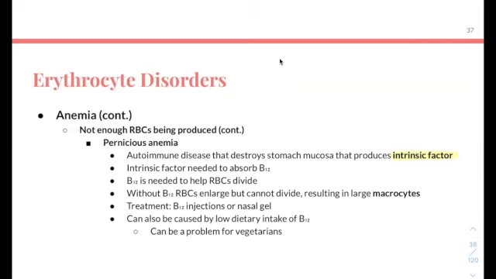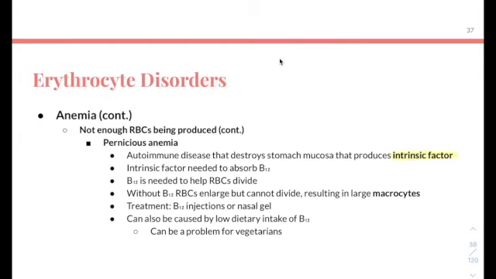If we don't have B12, our red blood cells don't divide from the stem cells to produce more red blood cells. They enlarge, get really big, and they cannot divide. So they're called macrocytes.